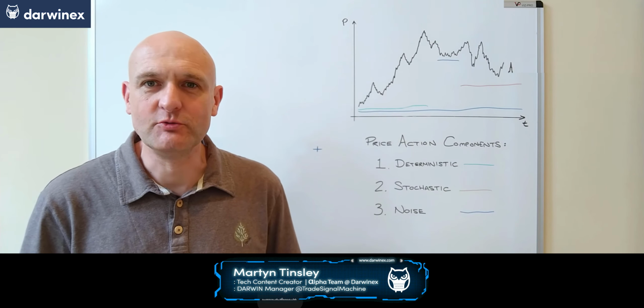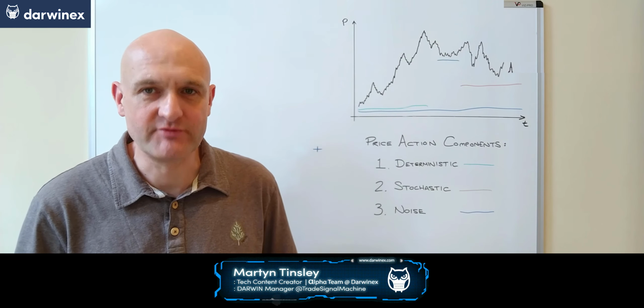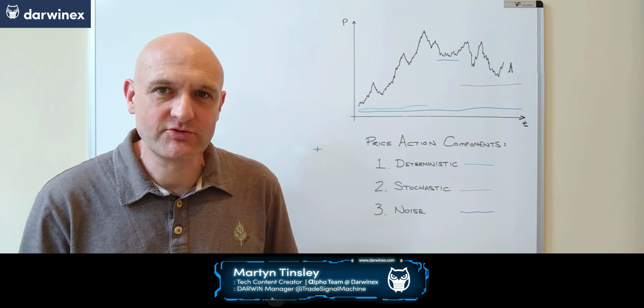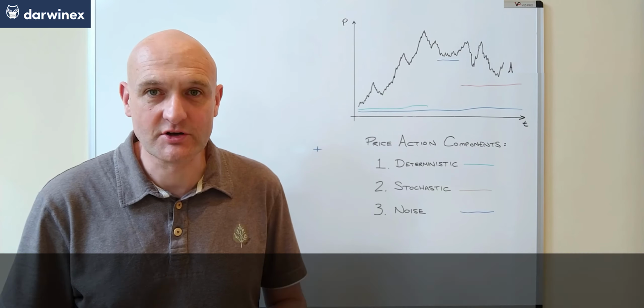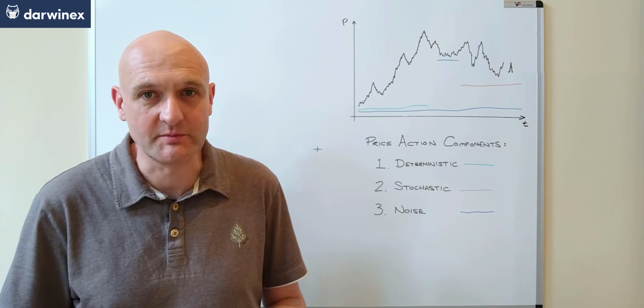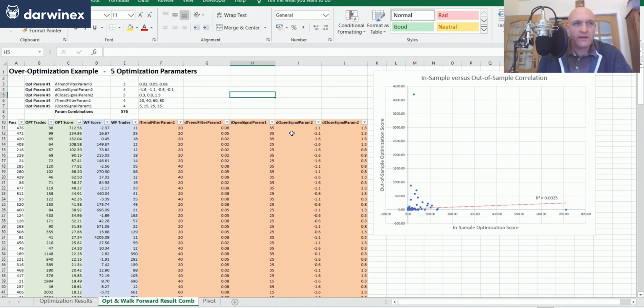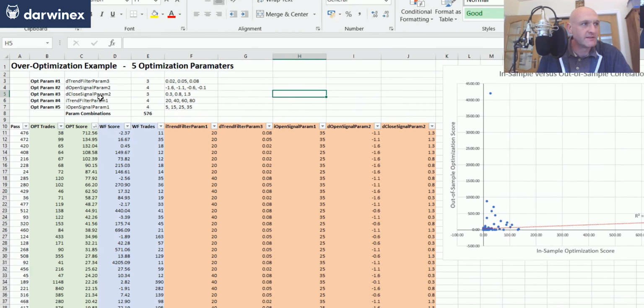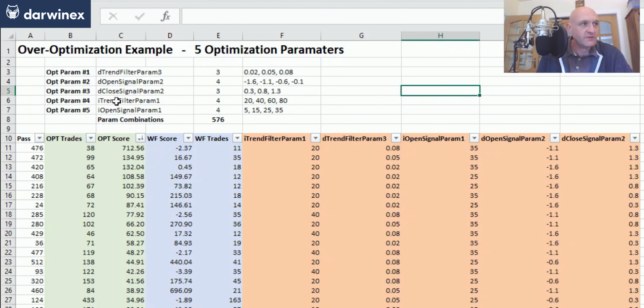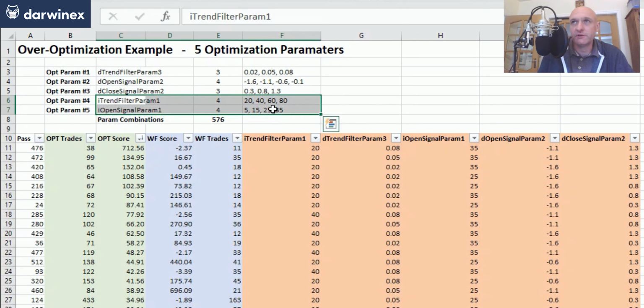In part 6.2 we saw the results when optimizing 3 parameters. Now let's increase that to 5 and see the consequences of this in terms of over-optimization. So here we have the results for the second optimization that used 5 optimization parameters. And you can see the details of the additional 2 just here.